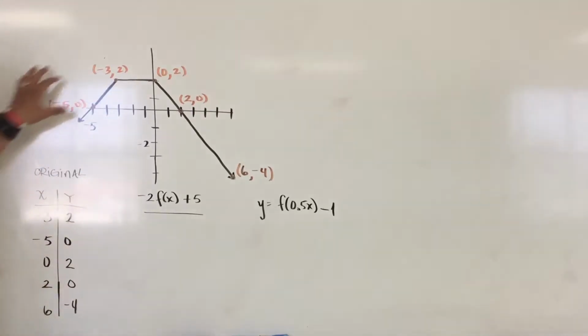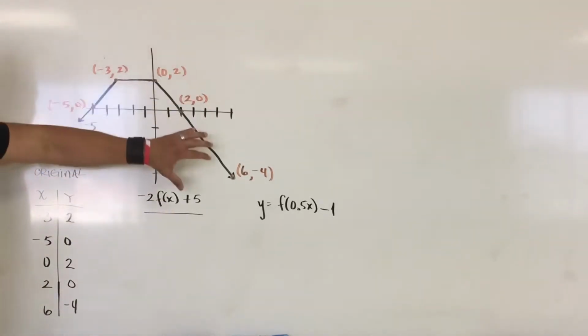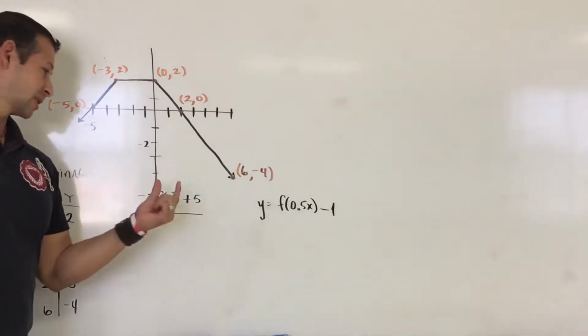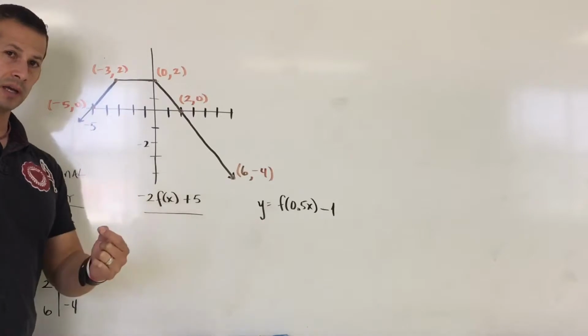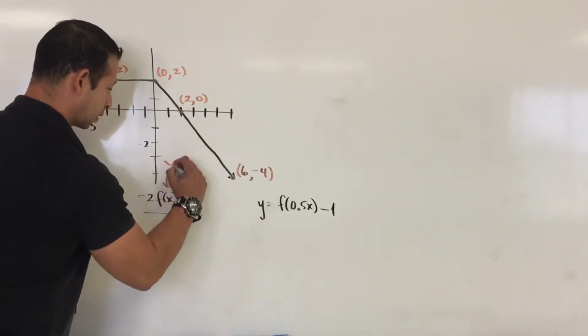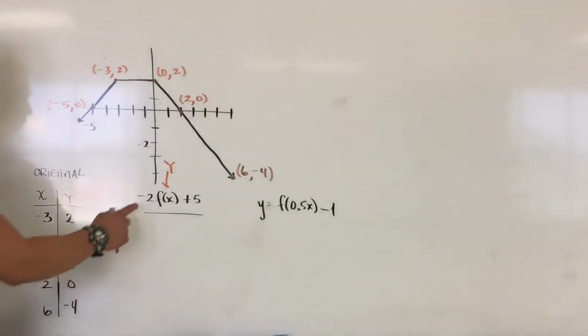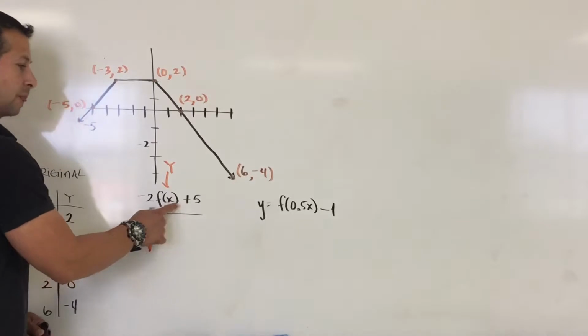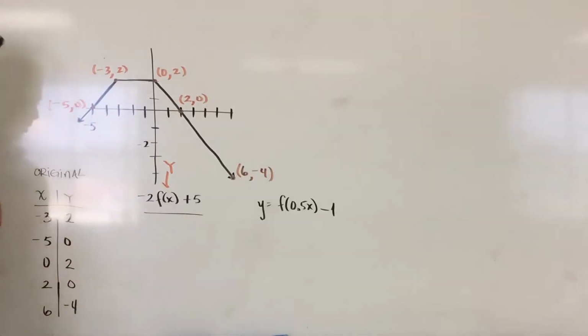So this is what I did. This is the graph. I got my table, my x and y. Now, the one thing you gotta remember is f of x represents the y values, okay? So this guy right here, those are your y values. So all I'm doing is taking -2 times the y value and then adding 5. So that's what I'm gonna do here.